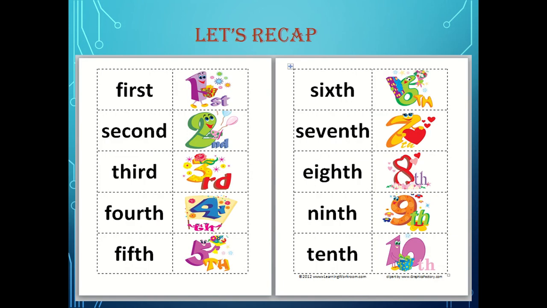So let's recap. First, second, third, fourth, fifth, sixth, seventh, eighth, ninth, tenth. These are the ordinal numbers. Hope you will understand it.